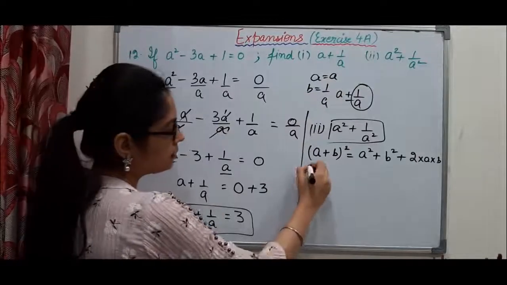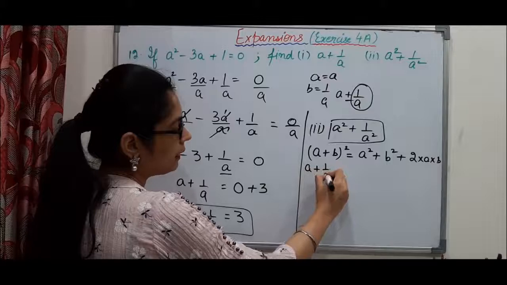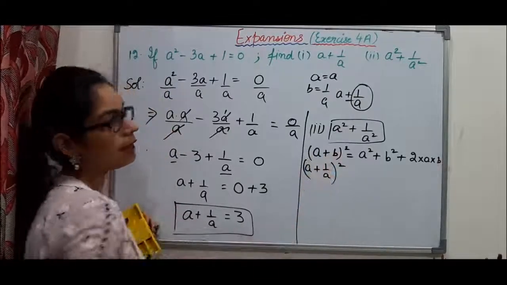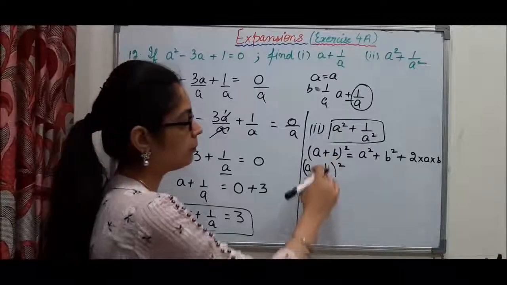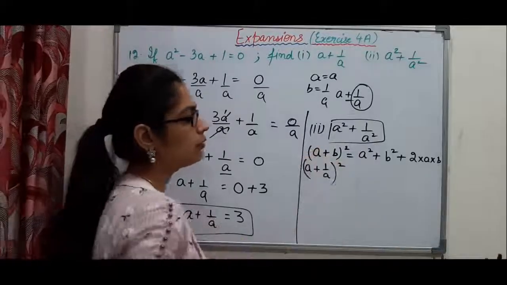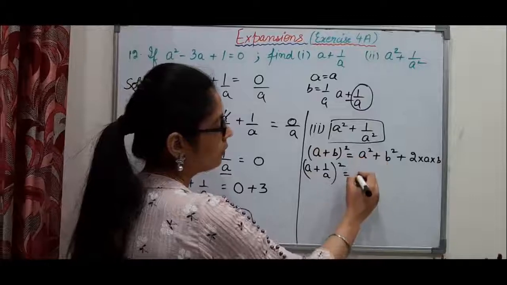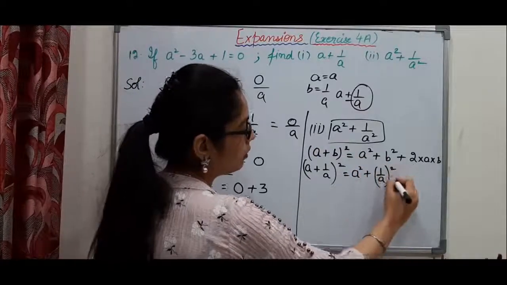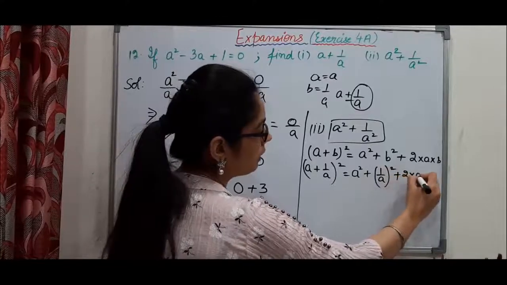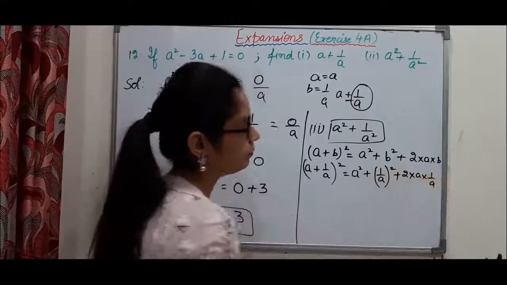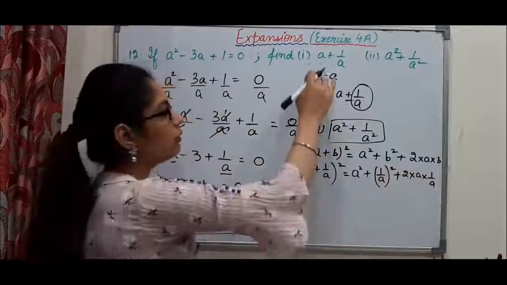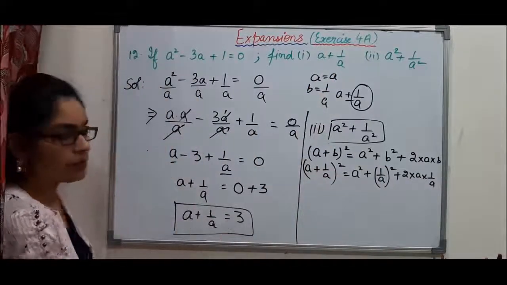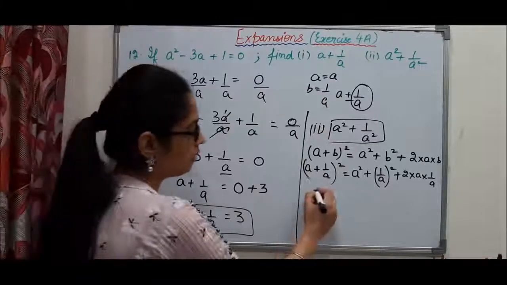So accordingly I will substitute a plus 1 by a whole square, because a plus b is a plus 1 by a. Only the substitution I am doing. A is a, b square is 1 by a square, plus 2 into a into 1 by a. So I have just substituted the values of a and b here. So a plus 1 by a is equal to 3, just now we have found this value.